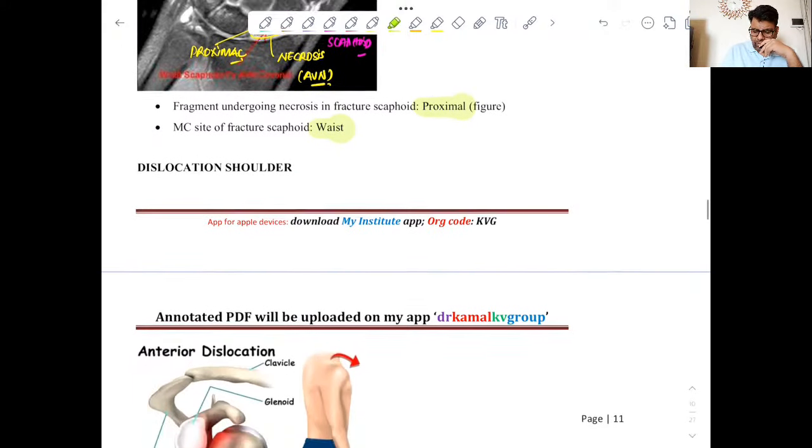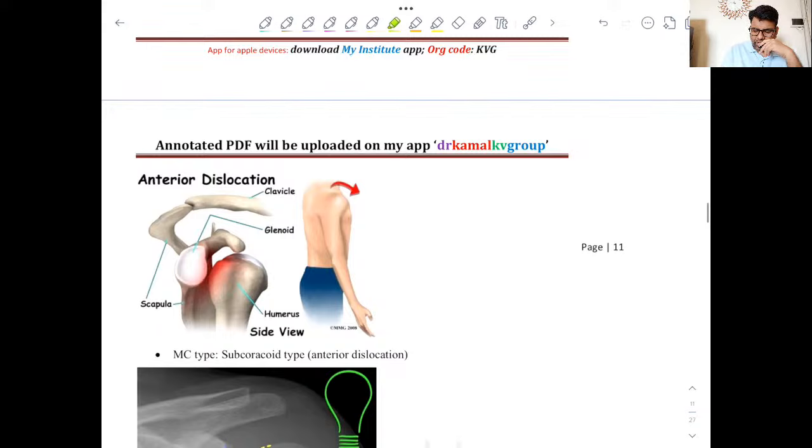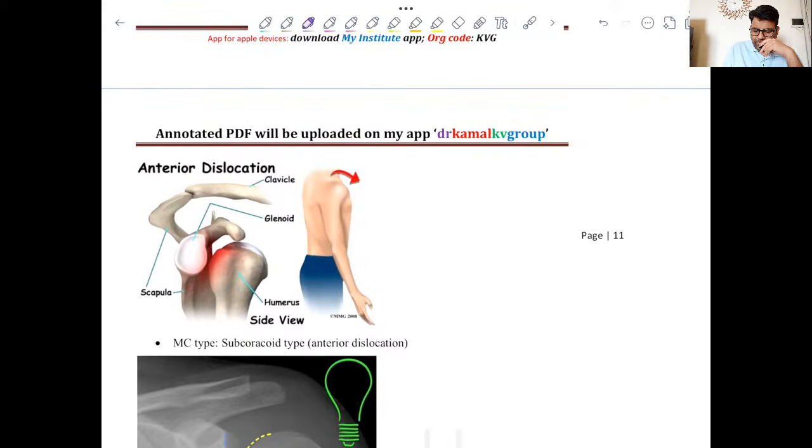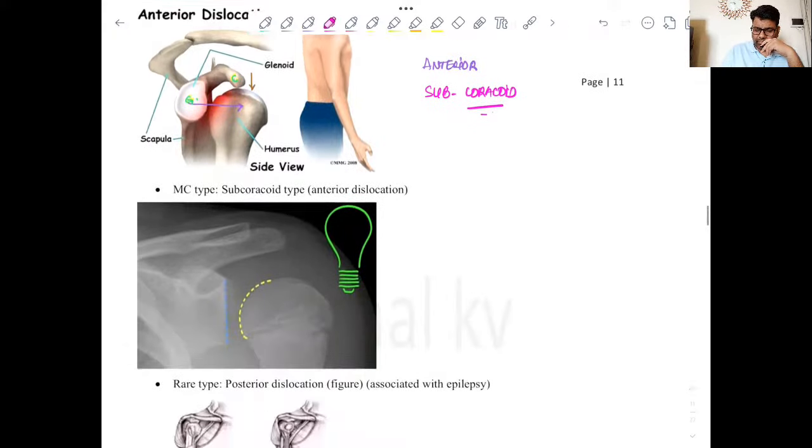Then coming to shoulder dislocation, the most common variety is the one where the head of humerus moves anterior to the glenoid and comes to lie below the coracoid, because this is the coracoid process, this is the glenoid cavity. Okay, so this is the coracoid process here, this is the glenoid cavity. So in front of glenoid, that is anterior, and below coracoid, that is subcoracoid. So this is the most common variety, right?